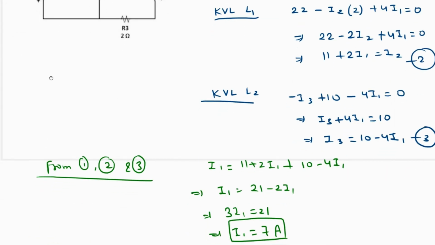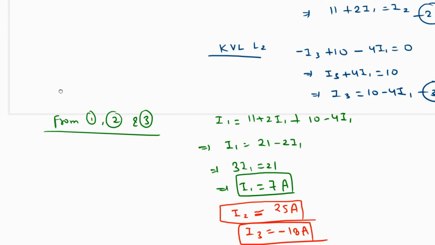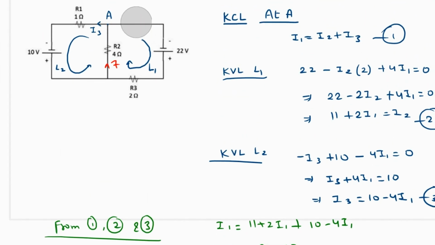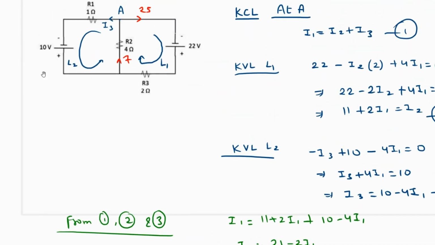I1 is 7. So initially this was I1, so let's clear I1 first and write it as 7 ampere. So this is 7. Then I2 is 25, which means that here we have 25 ampere. And I3 is negative, so I3 is in the opposite direction as 18 ampere. So this is coming as 18 ampere over here.